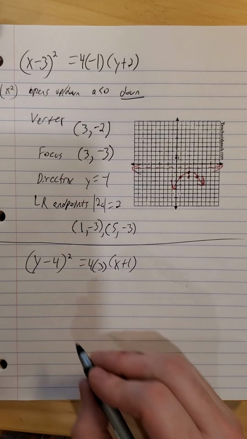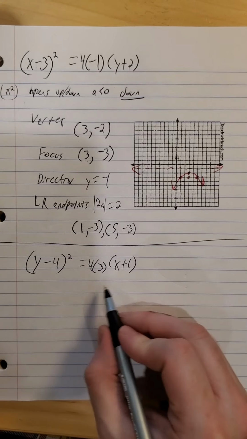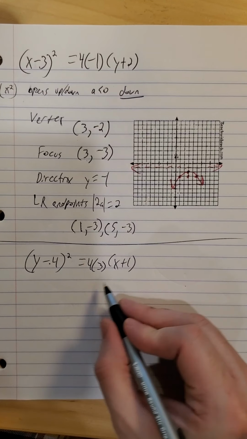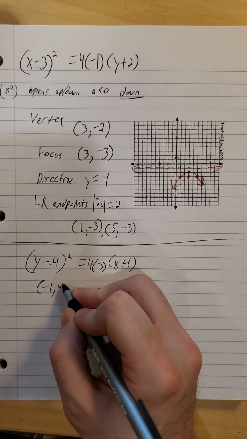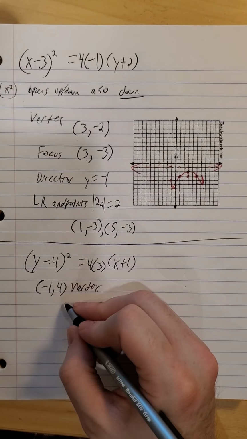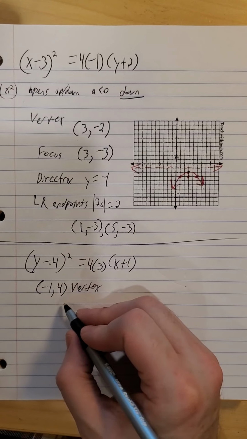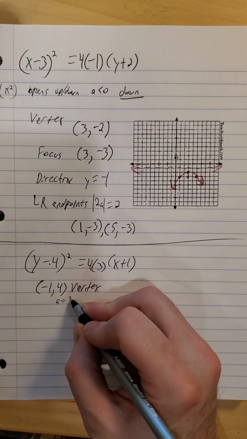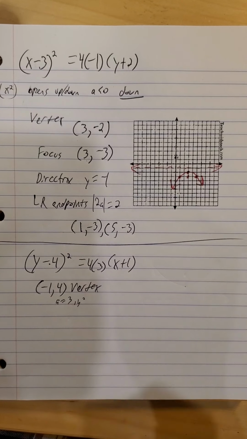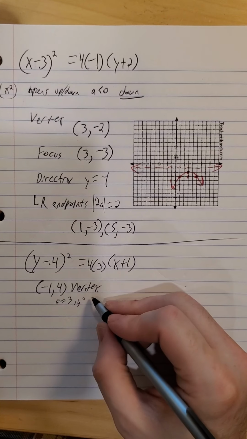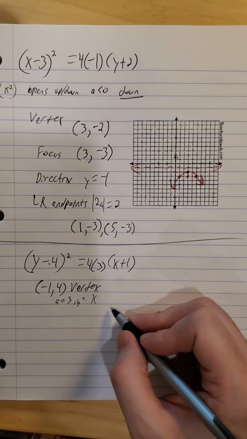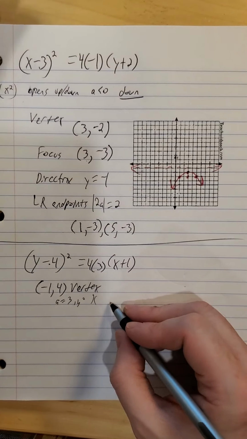Okay, welcome back. So our shifting, the y shifted up 4, the x shifted left 1, so we're at (-1, 4) for our vertex. A here is 3, and we had a y squared. So if it's the y squared, we're either opening left or right. The fact that a is positive means we're going to open in the positive direction for the x's, which is to the right.